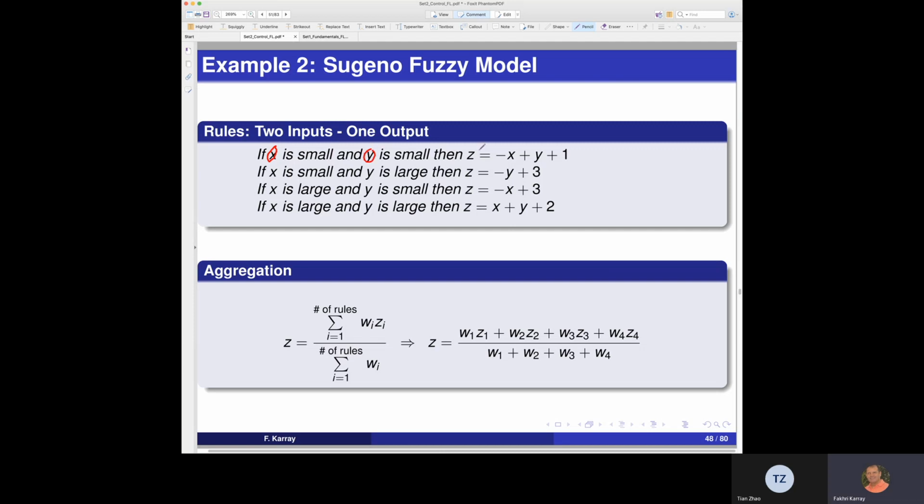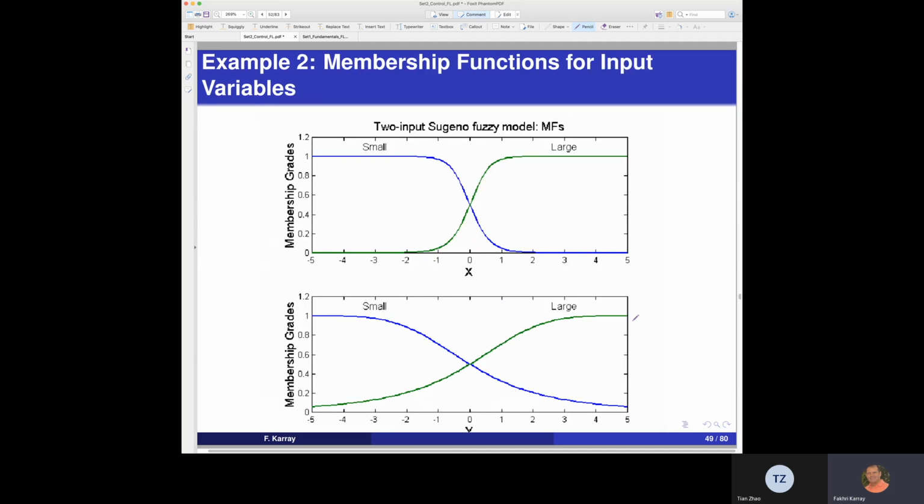So now we have two antecedents and one consequence, and two antecedents and one consequence. So we have here four rules for our eyes. Okay, so what we do, we do exactly the same thing: omega 1 Z1 plus omega 2 Z2 plus omega 3 Z3 plus omega 4 Z4 is going to provide us with this particular value.